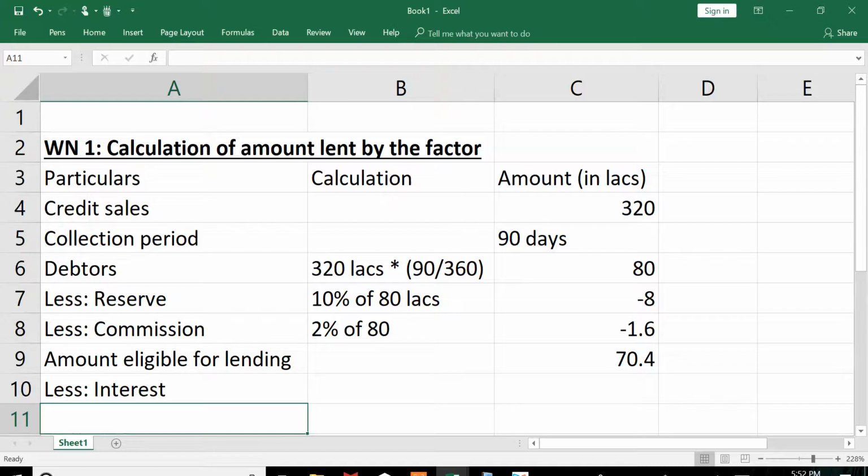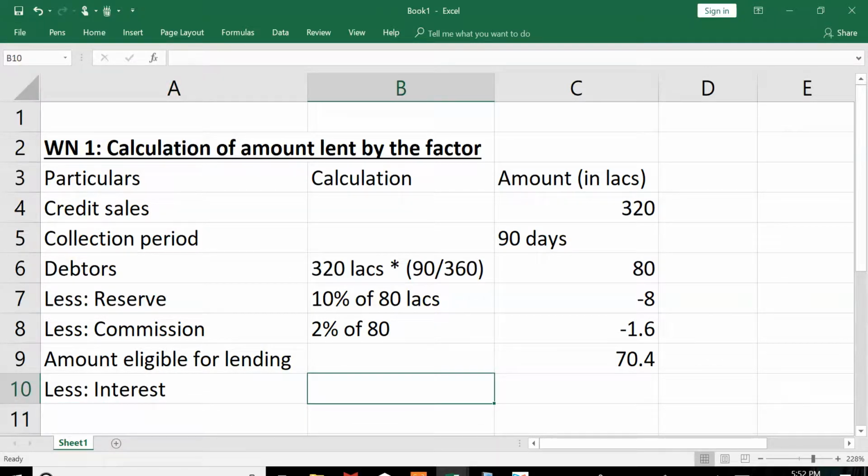So my credit sales was 320 lakhs, 90 days is my collection period. So I need 80 lakhs of money, 10% deducted, 8 gone, 2% deducted, 1.6 gone, eligible 70.4, this also is not ready to give. What he is saying is 70.4 into what is the rate of interest? 18% into 90 by 360.